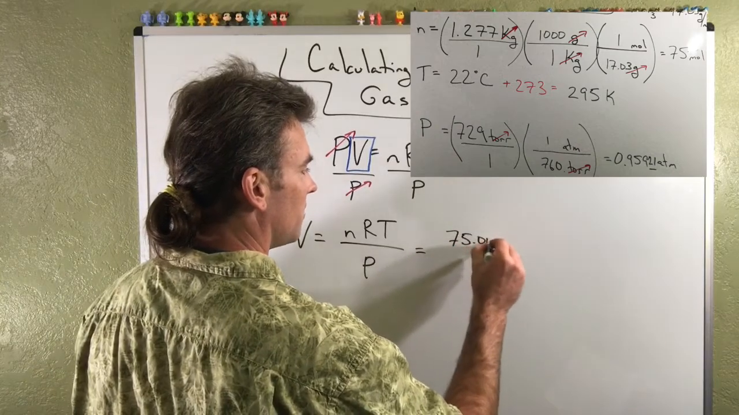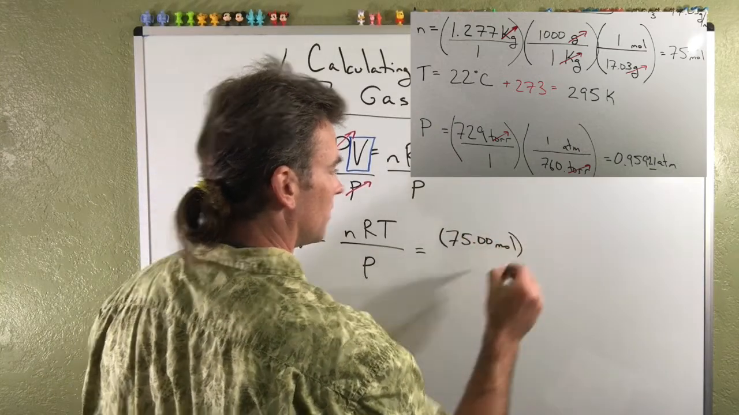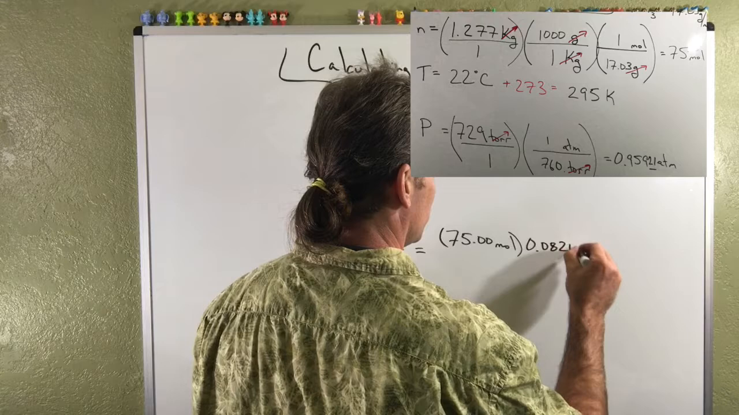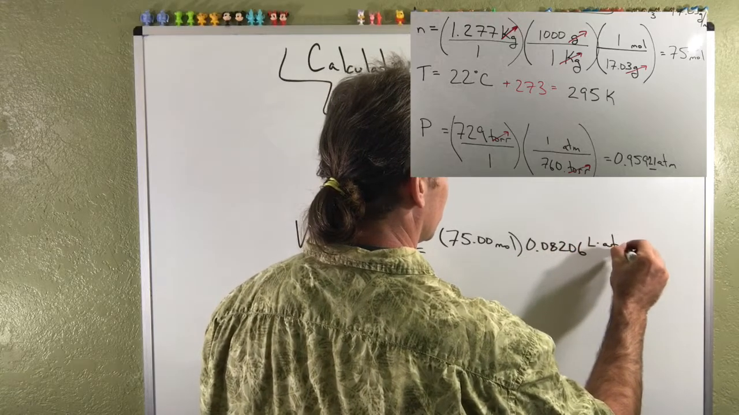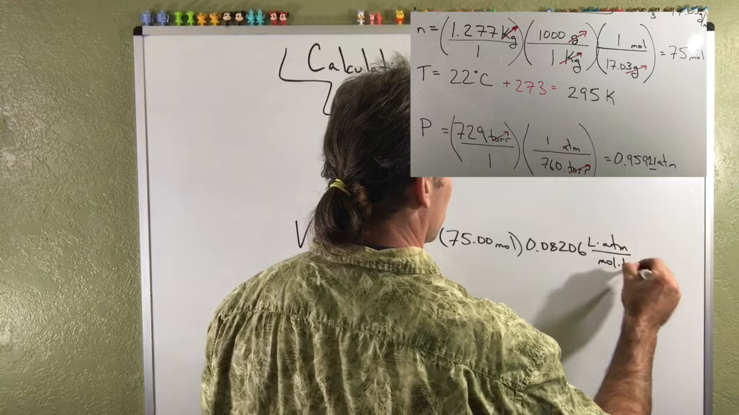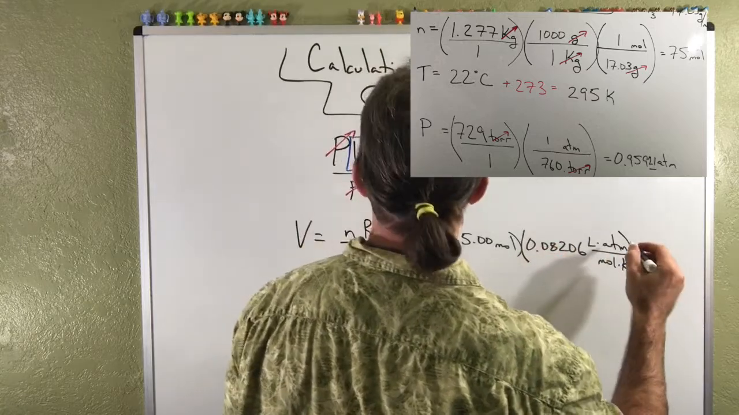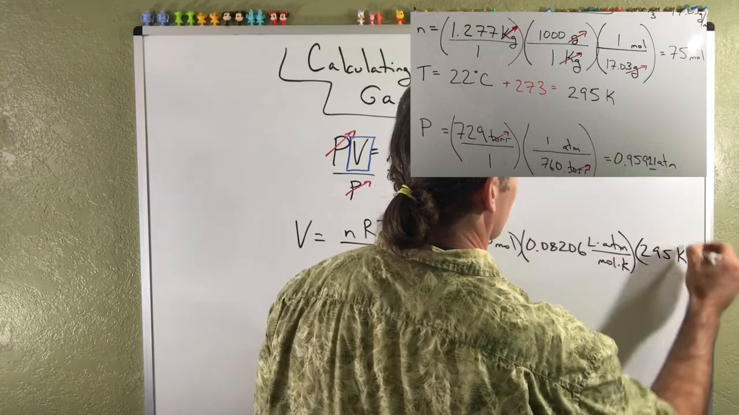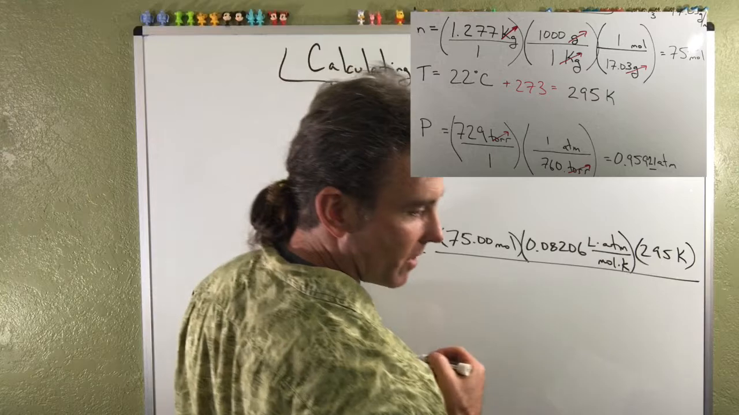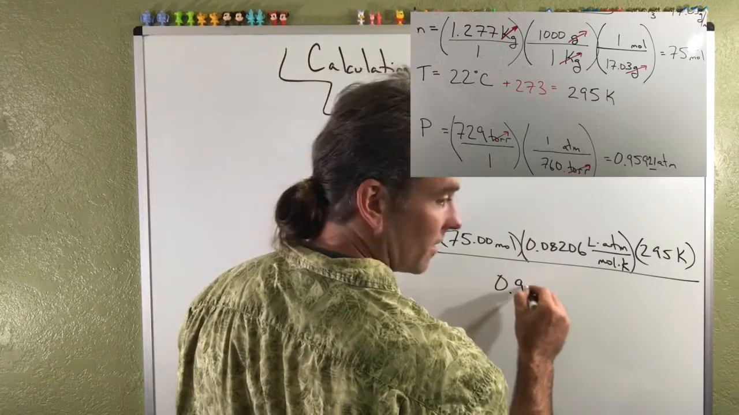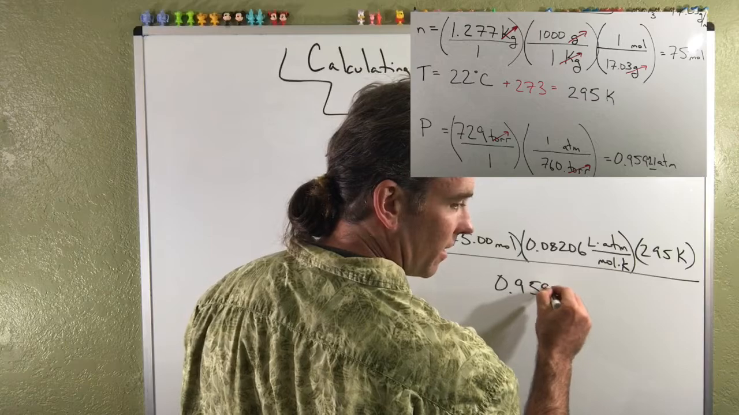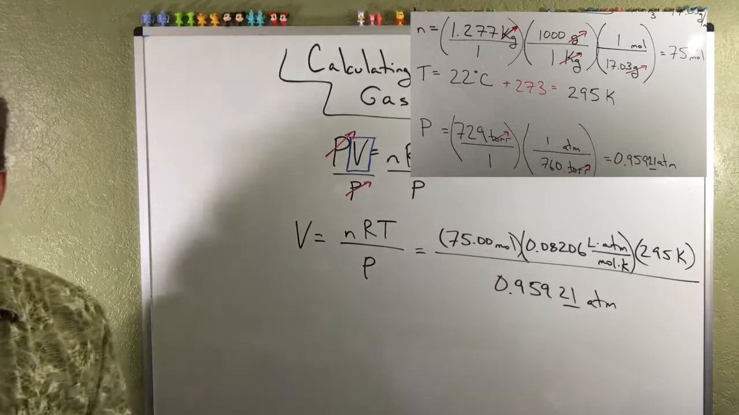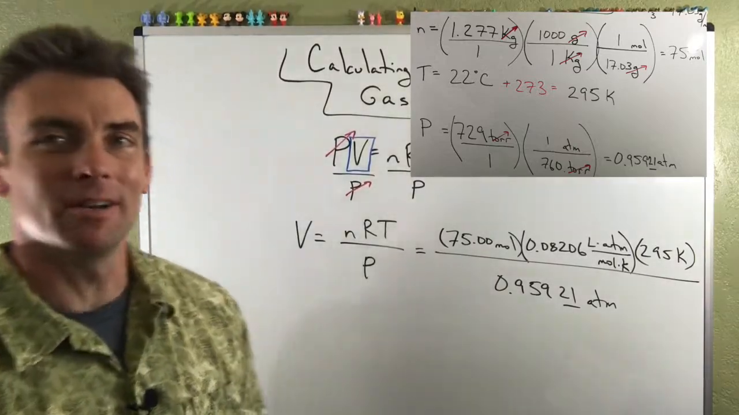We've got 75 moles. We've got 0.08206 liter atmospheres per mole Kelvin. Okay. We've got a temperature of 295 K. That entire painful thing is all over 0.95921 atmospheres. So as always, even though nobody's going to do this, I'm going to treat the units just to make sure that everything goes away.